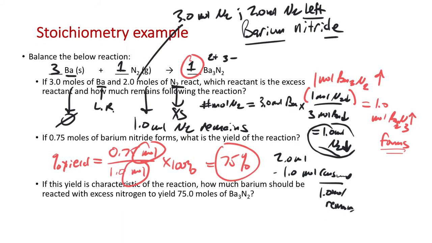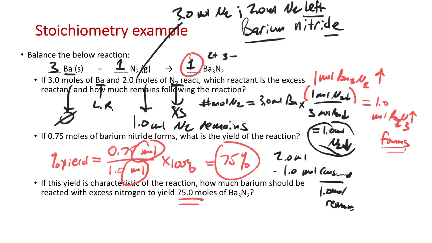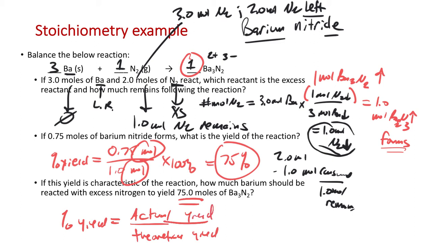Yeah, for the last one. So what we want to realize in the last one is if we really want to make 75 moles of barium nitride, we're going to have to try to make 100. So we're going to have to shoot for that 75% yield. So our percent yield equation, just reminding ourselves, is the actual yield that we get or that we want divided by the maximum or theoretical yield, times 100%. In this problem, we're saying we want the actual yield to be 75 moles.